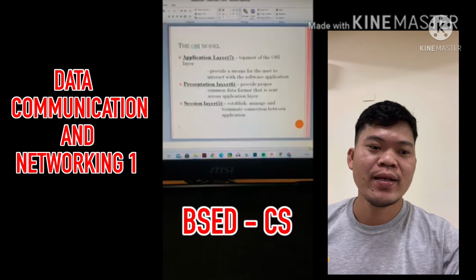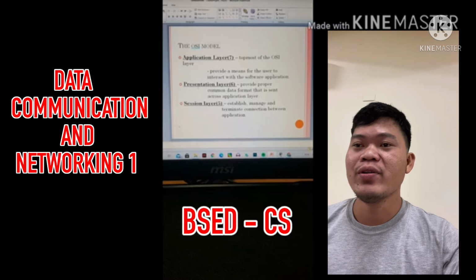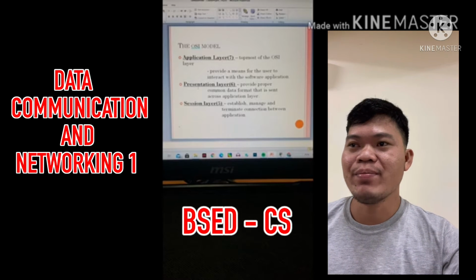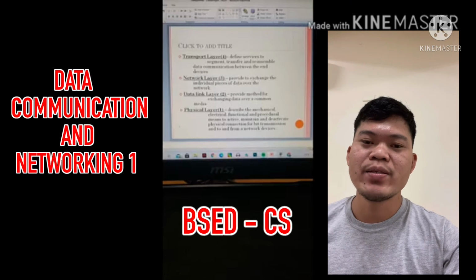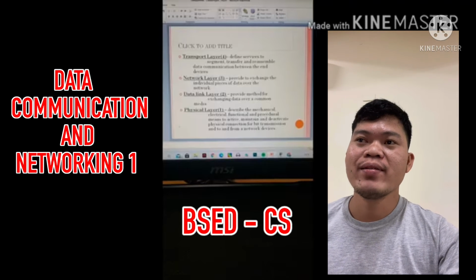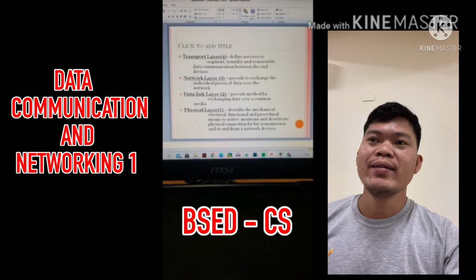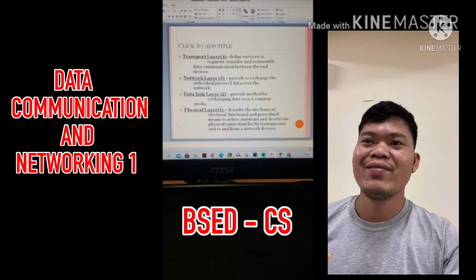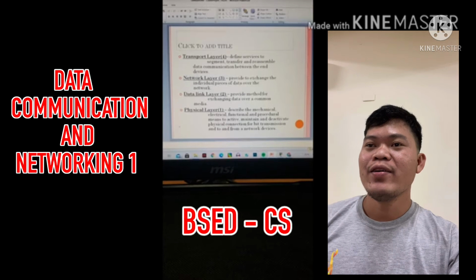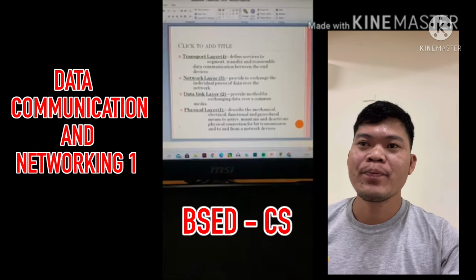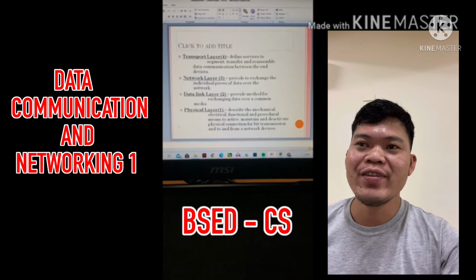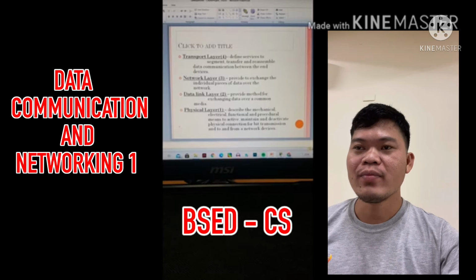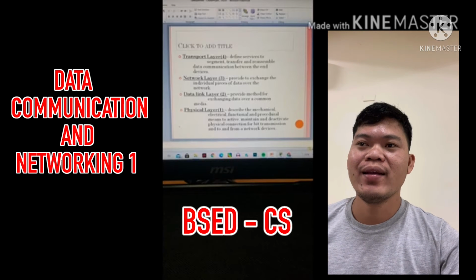The 6th layer of the OSI model provides a proper common data format that is sent across the application layer. Then we have the 5th layer of the OSI model, the session layer. The session layer establishes, manages, and terminates connections between applications. Then the 4th layer, which is the transport layer, defines services to segment, transfer, and reassemble data communication between the end devices. Then we have the 3rd layer of the OSI model, the network layer.